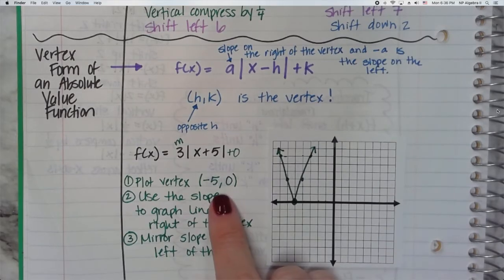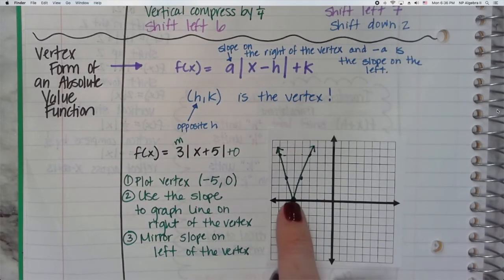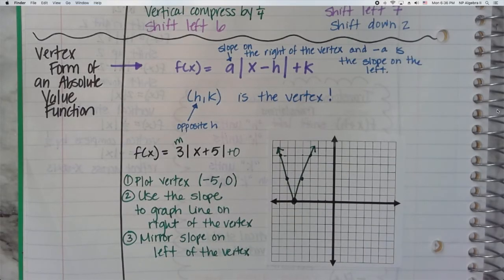Again, find the vertex, opposite h, comma, k. Then plot the vertex and use your slope to the right, opposite slope to the left. Let's do another example.